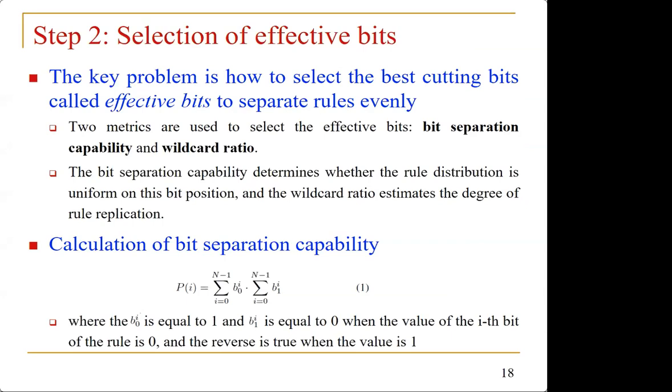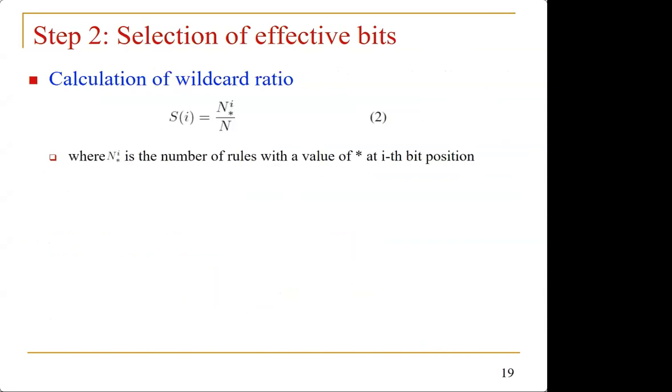The bit separation capability is calculated as equation 1, where B0i is equal to 1 and B1i is equal to 0 when the value of the i-th bit of the node is 0, and the reverse is true when the node value is 1. The problem of rule replication should also be considered, since the wildcard is replaced with both 0 and 1. When rules are dispatched into child nodes, we introduce the wildcard ratio to estimate rule replication. The wildcard ratio of the i-th bit is calculated as equation 2, where n wildcard i is the number of rules with the value of wildcard at the i-th bit position.